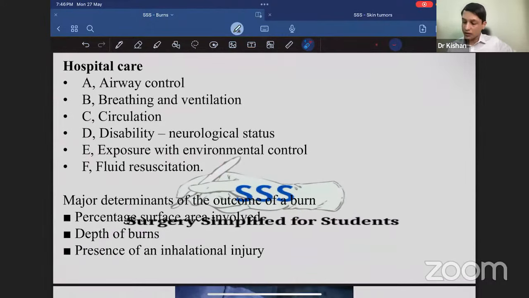So the major determinants of the outcome of a burn are the percentage of body surface area involved. The more body area involved, the outcome is not good. Depth of the burns: if the burn is 3rd degree, 4th degree, the outcome is not that good. And the presence of inhalation injury, because for inhalation injury, you can't do anything. The soot particles or the flames have gone inside and burnt everything. The lungs once gone, you can't do anything about that. Whatever cleaning, whatever ventilator will not help. So that is a very dangerous one to get, that is inhalation injury.